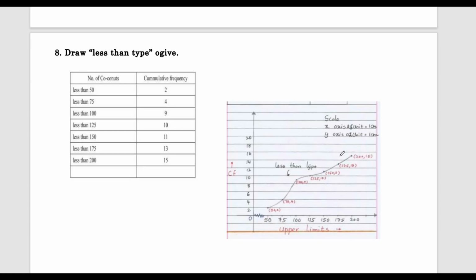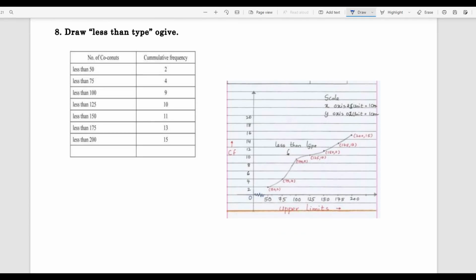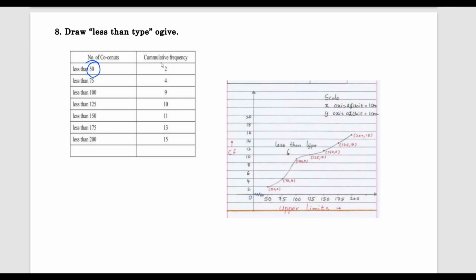Draw less than type ogive. Very important question. Students, if they give you the class interval instead of this less than 50, less than 75, you need to find out the cumulative frequency. But here in the question, they have directly given the cumulative frequency. What you need to do is just plot these points, that is 50, 2, next 75, 4, next 100, 9, next 125, 10, 150, 11, 175, 13, 200, 15.